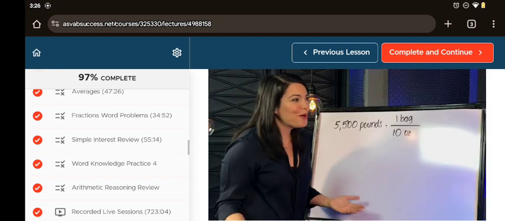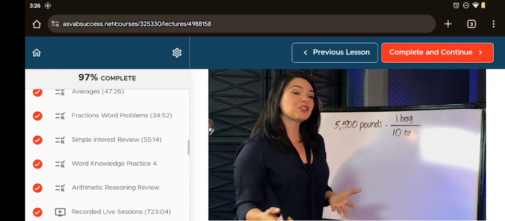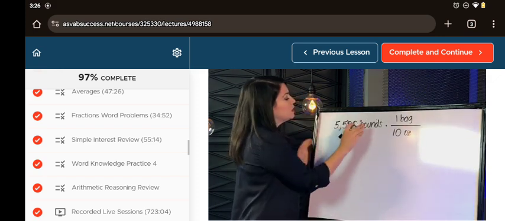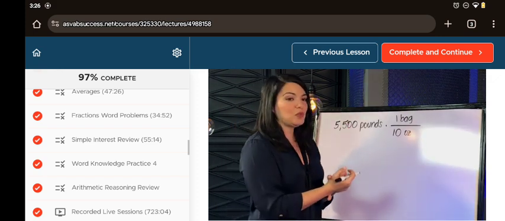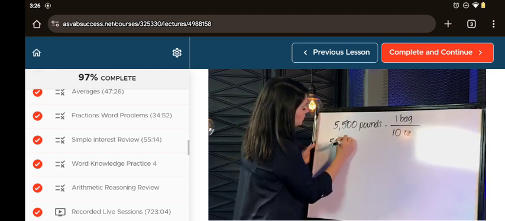Now, we have a problem here. Pounds and ounces cannot cancel each other out. So we actually have to convert this into ounces, okay? So how do we convert pounds to ounces? Well, we multiply. We know that there are 16 ounces in 1 pound. So we multiply 5,500 times 16.